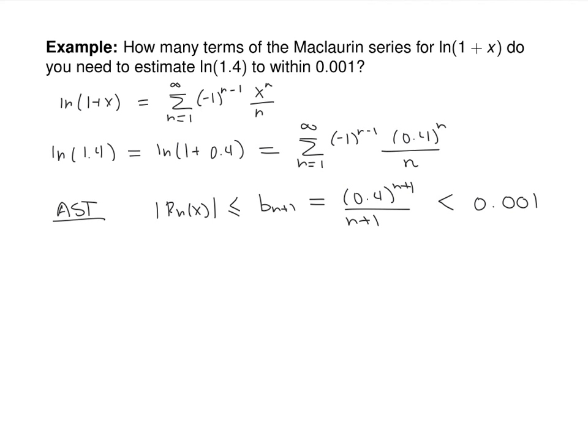When you input n equals 5, that's the first number that I found that works, you get 0.4 to the 6th over 6, which is 0.0007. That's the first time you get something that is less than 0.001. So you need the first 5 terms.